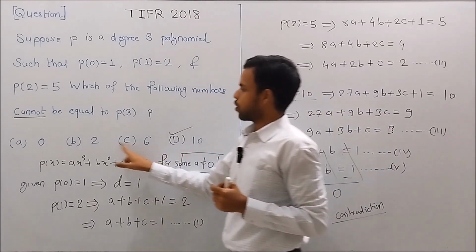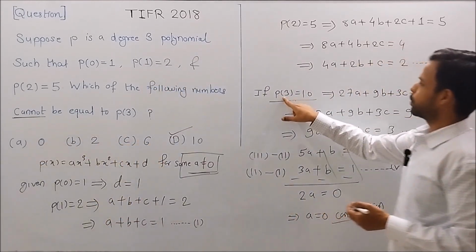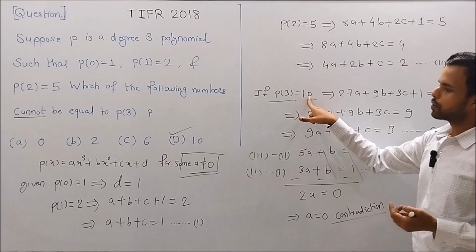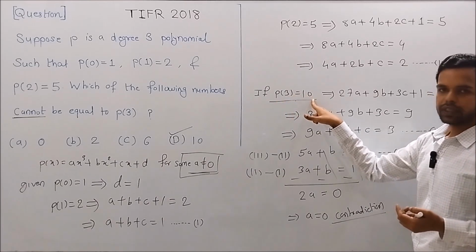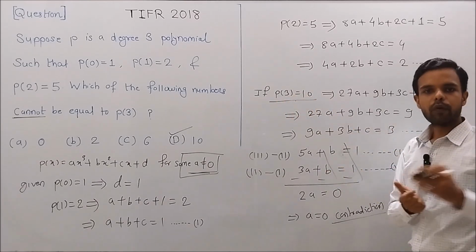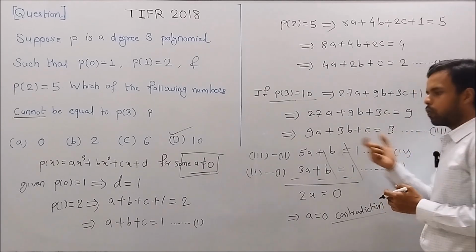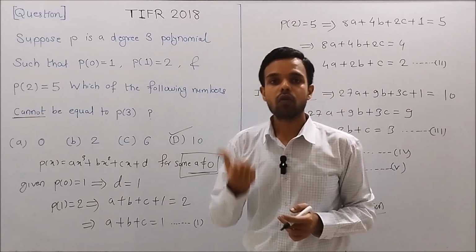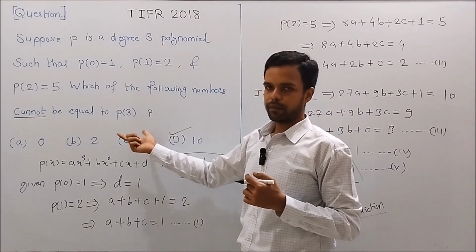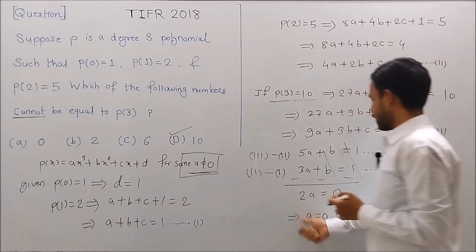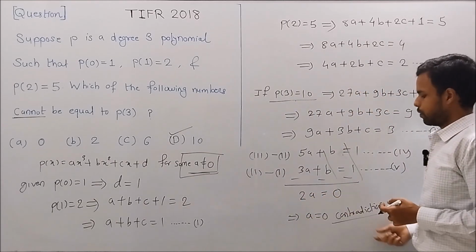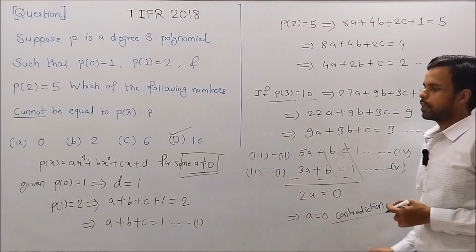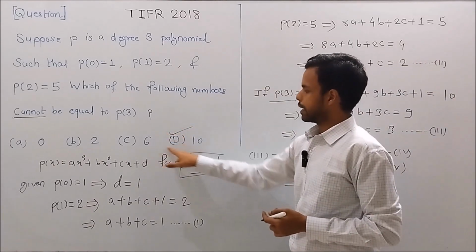You can discard the other options just by considering P of 3 equals 0, P of 3 equals 2, and P of 3 equals 6. You get a similar type of system of linear equations. When you solve those systems, you will find that the value of a is non-zero in those systems. But here we get a equals 0, which gives a contradiction. So the correct option is option D.